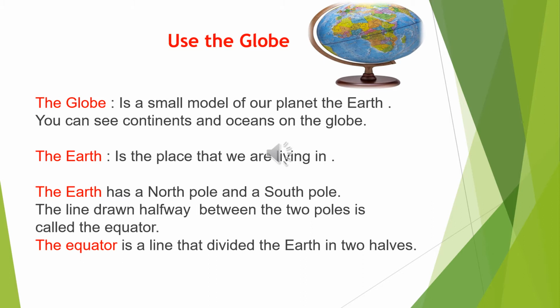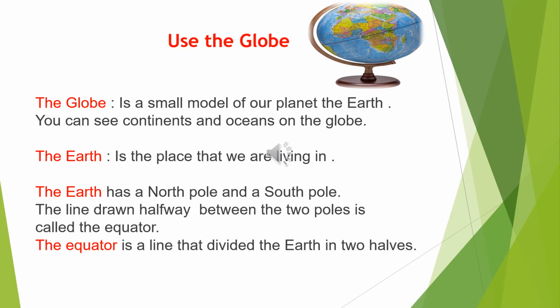So what is the meaning of the Earth? The Earth is a place that we are living in. The Earth has the North Pole and the South Pole. The line drawn halfway between the two poles is called the equator.